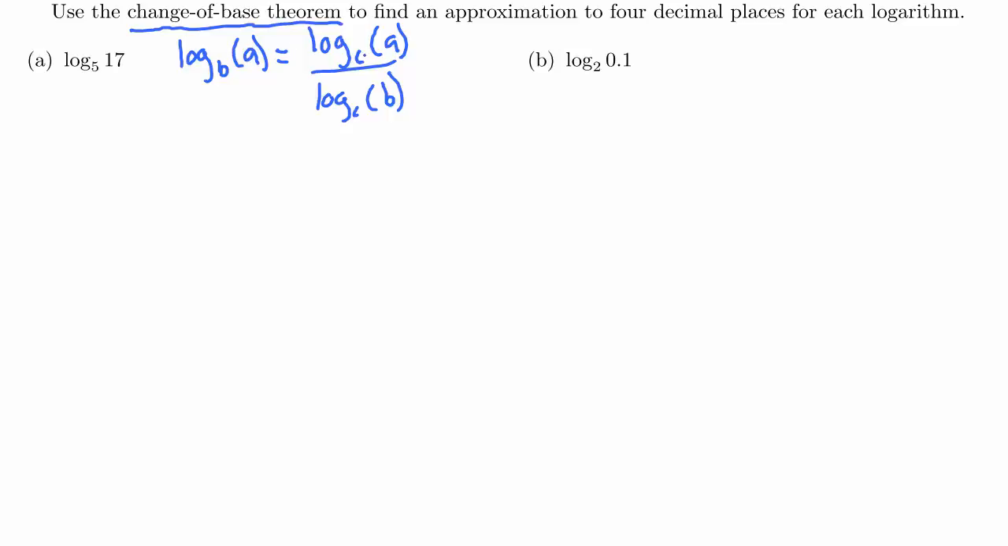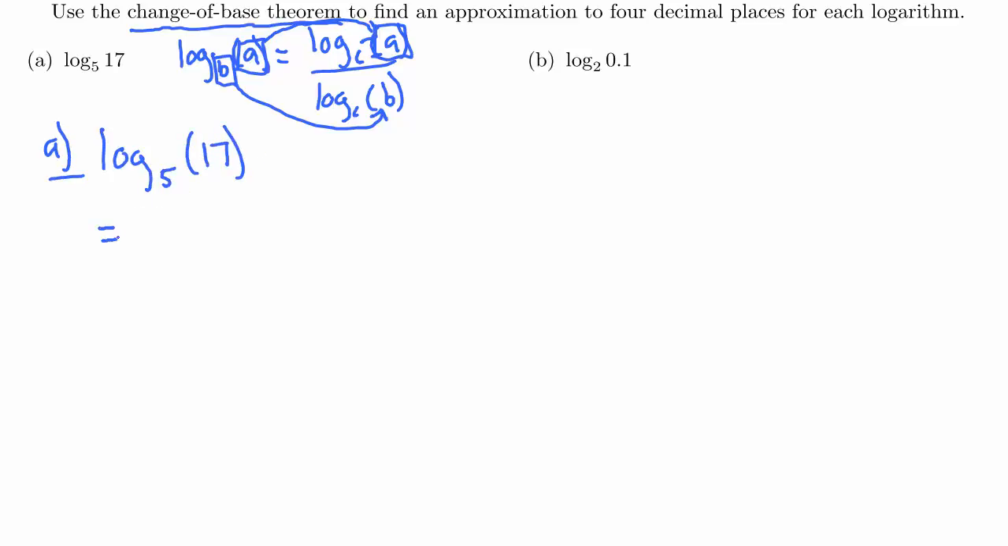So, whatever base you choose, just remember that your argument is the argument in the numerator and your base is the argument in the denominator. Now, if we look at A, what we have is log base 5 of 17. So I'm going to choose a different logarithm, where the numerator argument will be 17, and the denominator's argument will be 5.